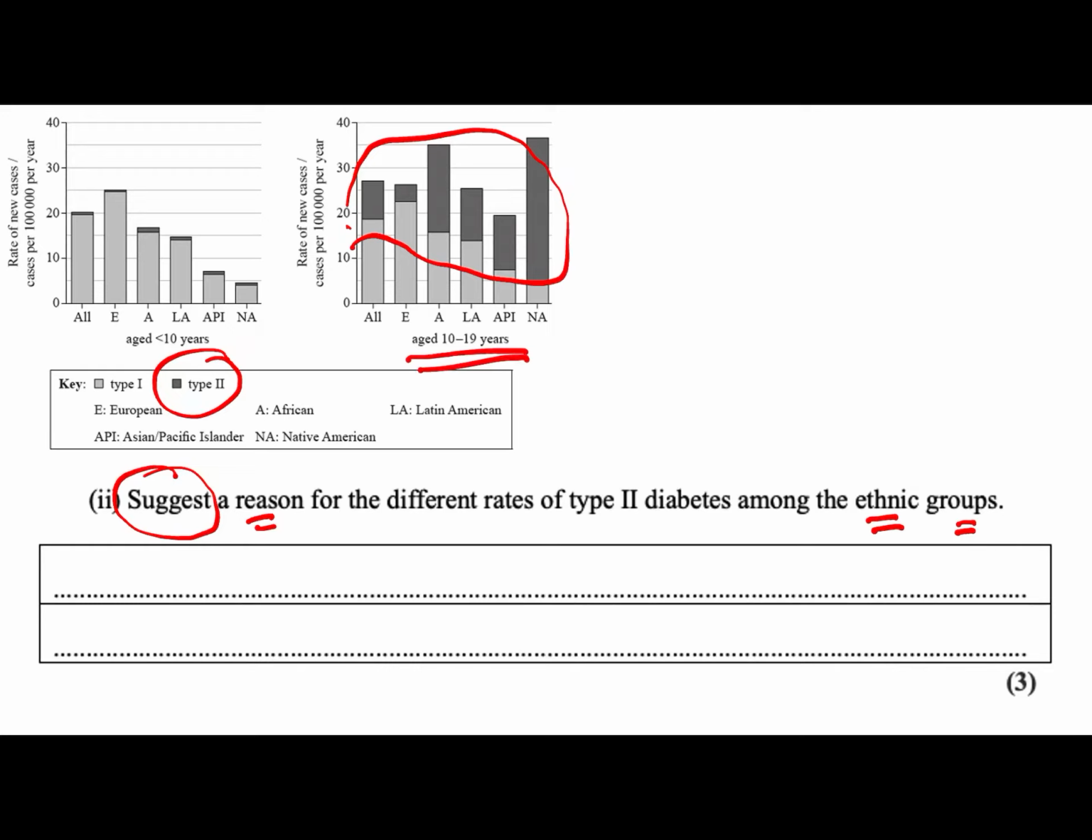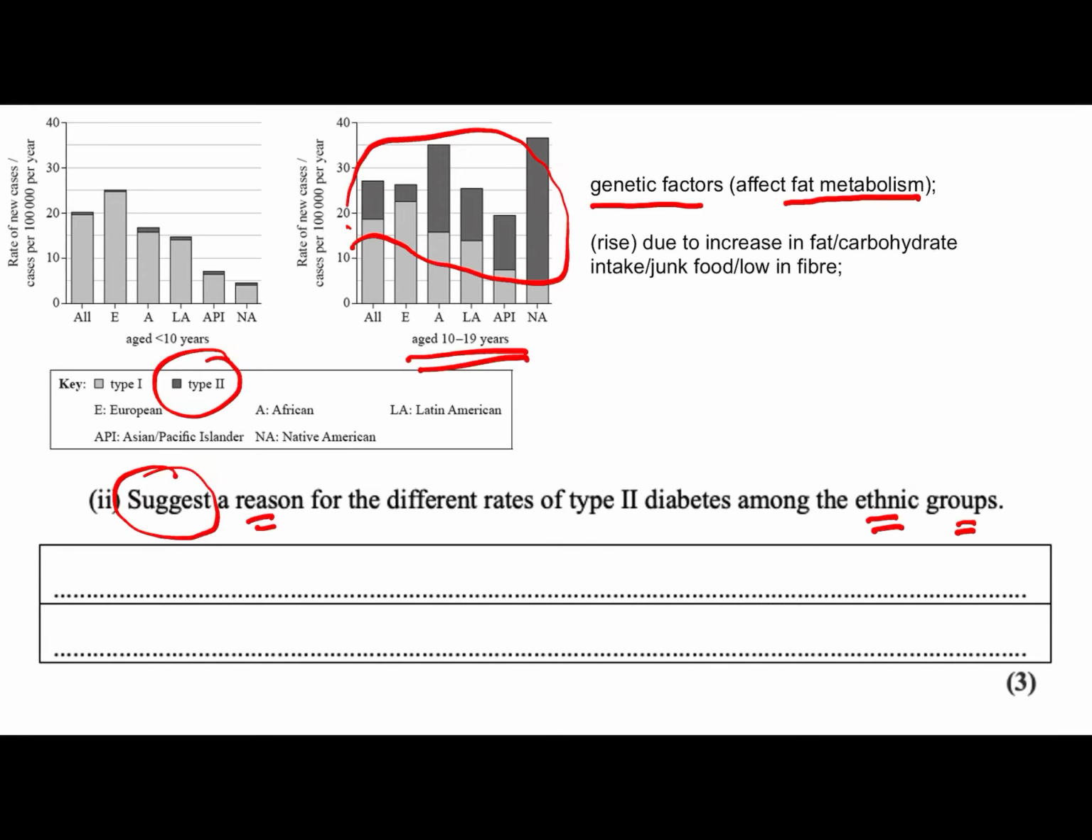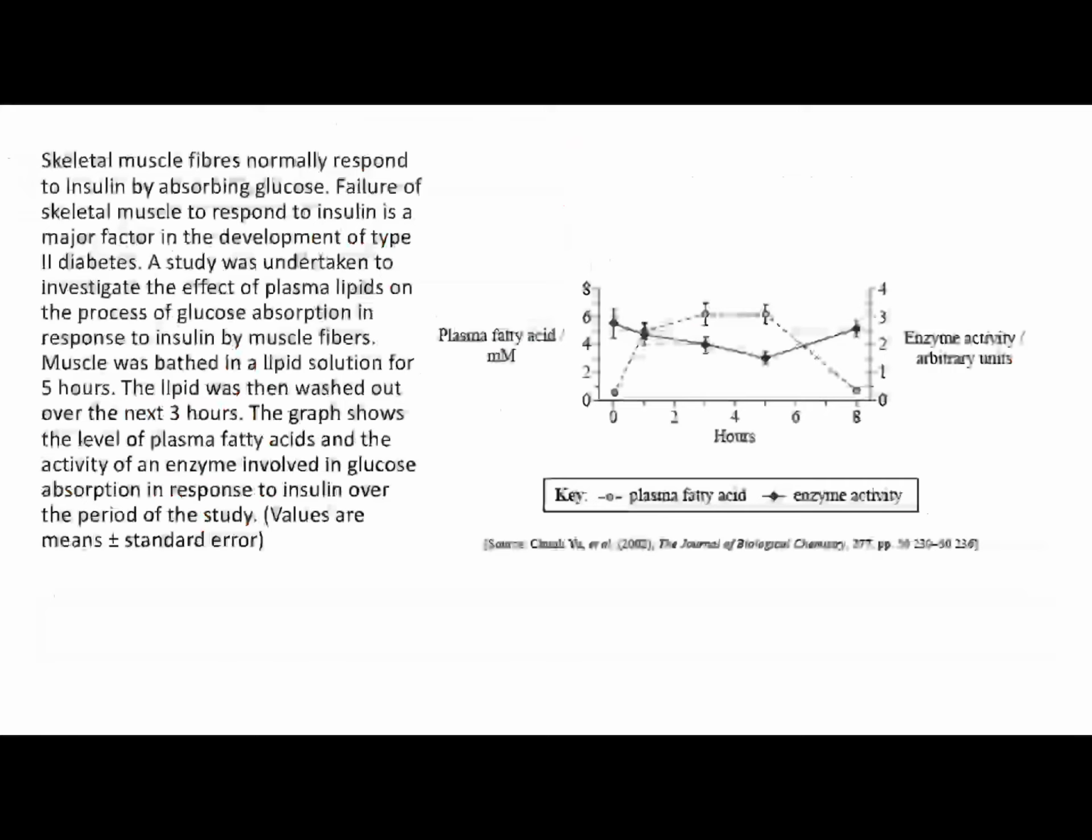So basically, as I told you, it's not genetic, it's lifestyle based. We can talk about fat metabolism, which is counted as a genetic factor, but it develops over time due to lifestyle. So you can give a reason such as intake of more fats or carbohydrates or junk food or a different diet. Western diets are very different from the traditional. That could be one of the reasons. So this is again an area where if a valid reason is given, it will give you a mark.